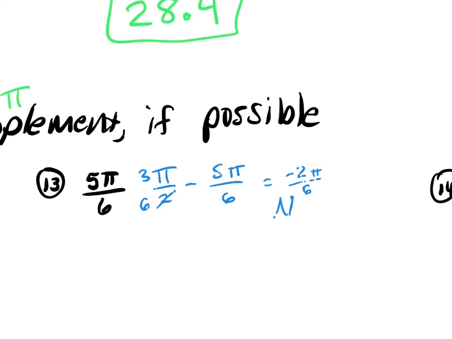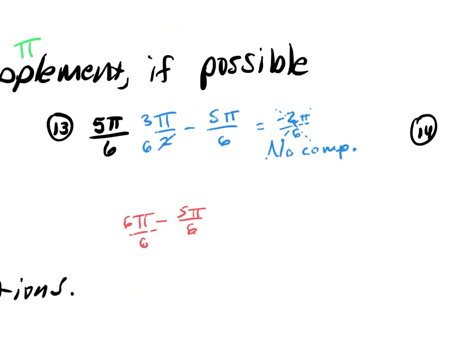A lot of people made that mistake on the quiz. You cannot have a negative complement or supplement. They always have to be positive. So if you get a negative, there's no complement. All right, let's find the supplement. So we have pi minus 5 pi over 6. For pi, we have to multiply the top and the bottom by 6. So what's 6 pi minus 5 pi? Just pi. So pi over 6 would be our supplement.